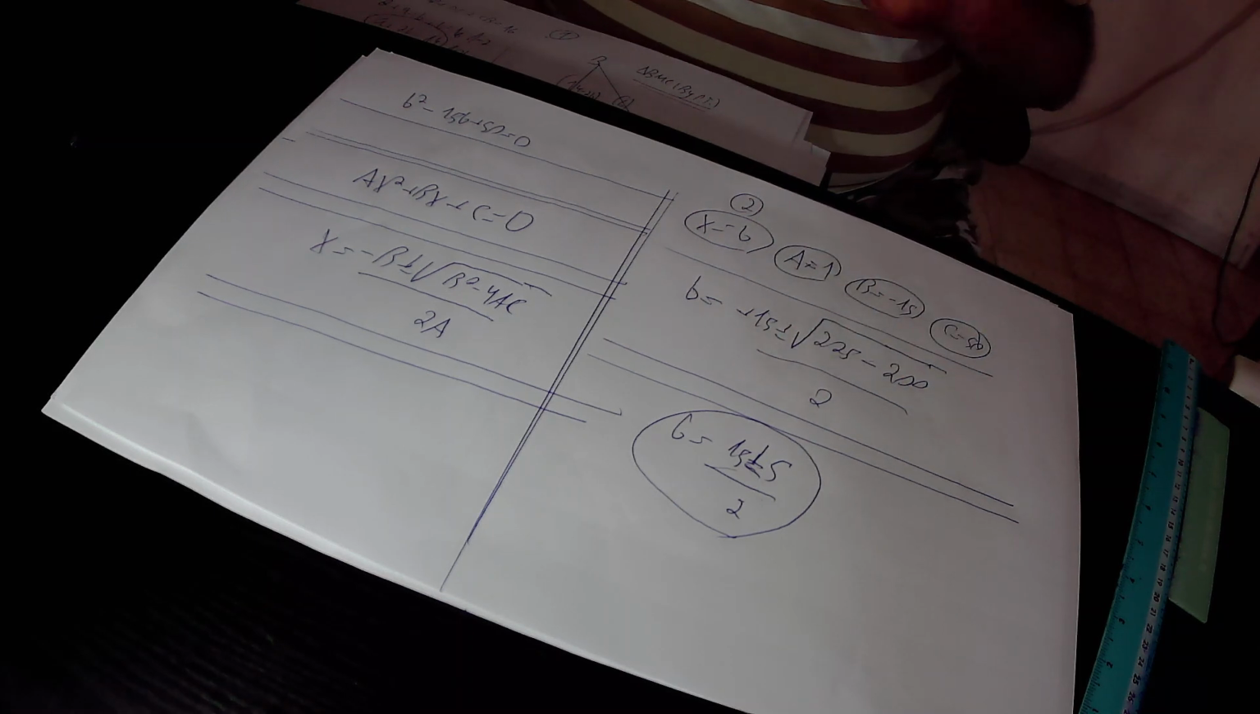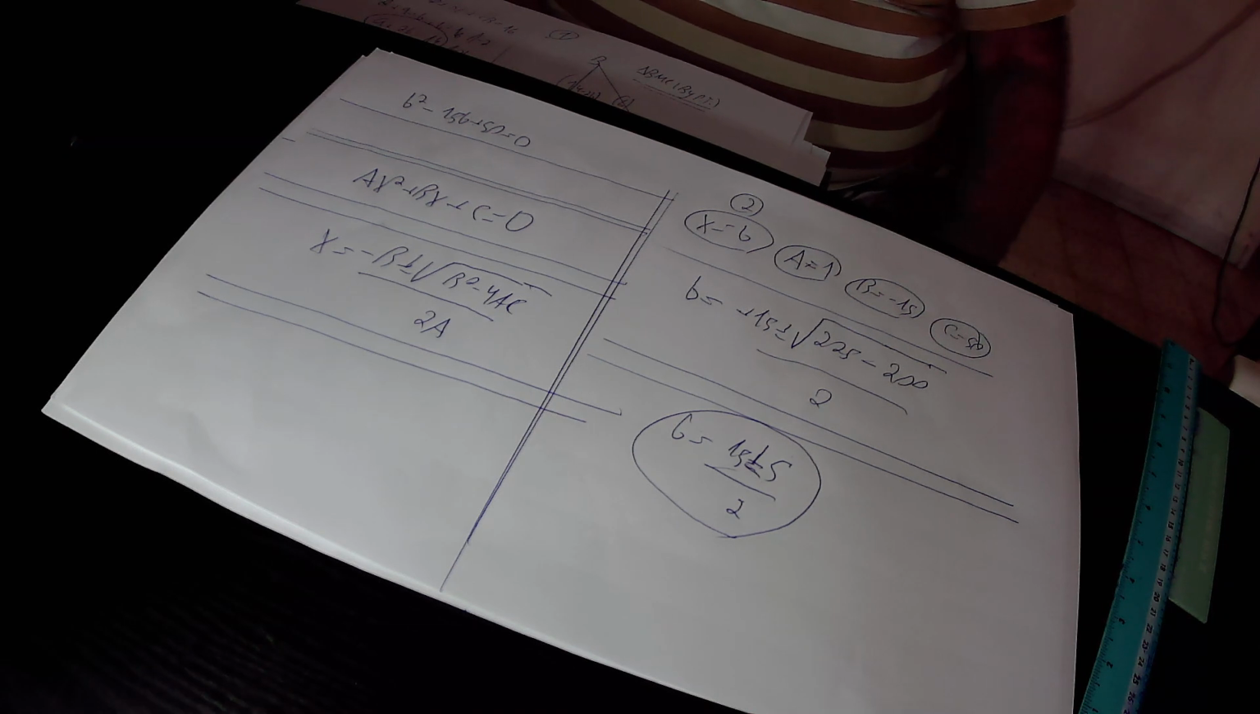So here we have two possible solutions for b. We define the first solution as b1 and the second solution as b2.